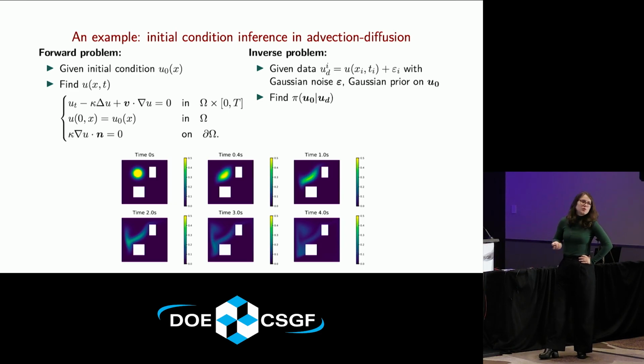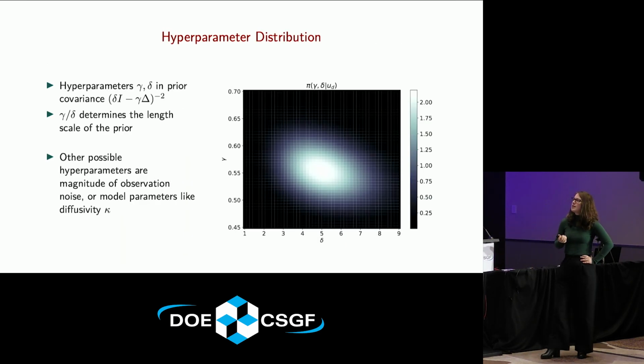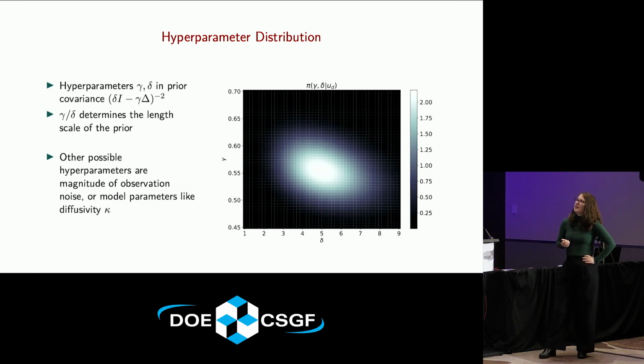What are the hyperparameters? What's hierarchical about this? So the hyperparameters I'm going to choose, and there are many options, are gamma and delta parameters in the prior covariance. So in latent Gaussian models, my prior is always going to be Gaussian, so it can be described just by a mean and covariance. I'm going to use a Gaussian random field with a fixed mean, and the covariance is this PDE operator. Choosing a PDE operator makes it very fast to evaluate. And gamma and delta here, basically their ratio determines the length scale of the prior.